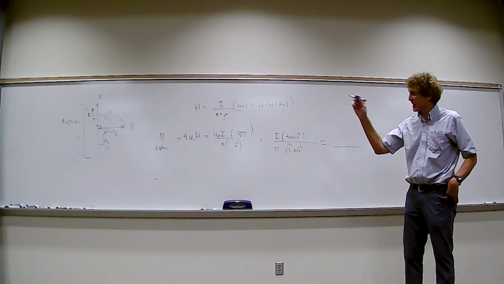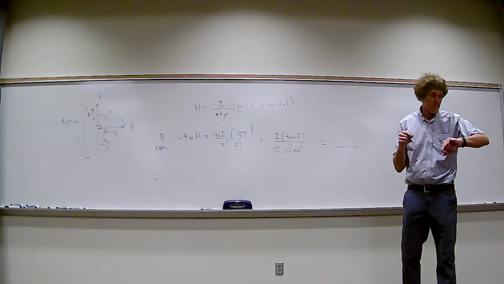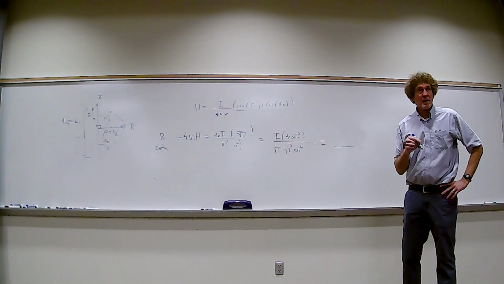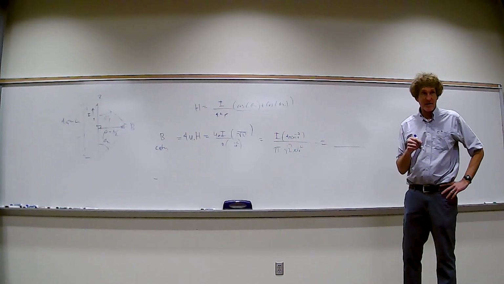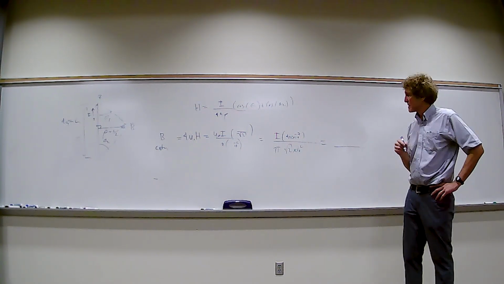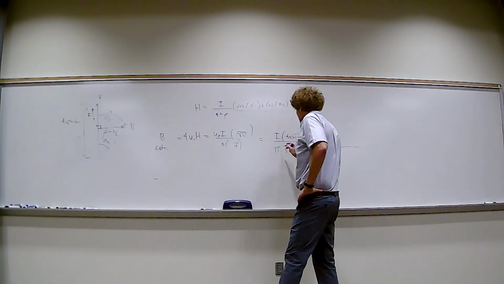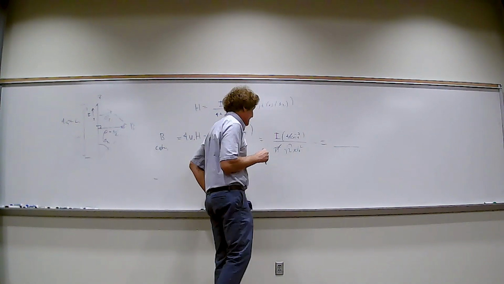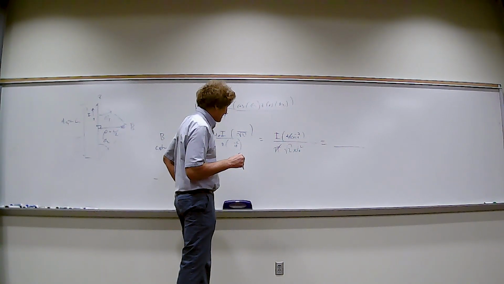And then I want to talk about that formula real quick. Okay? Just do this one. All the pi's can cancel. So you got 4 times I times 10 to the minus 7 over square root of 2 times 10 to the minus 2.